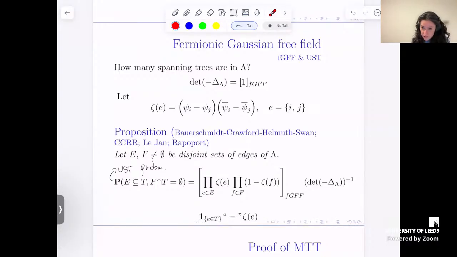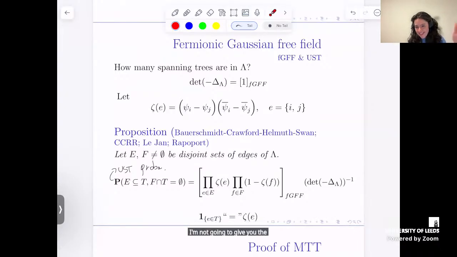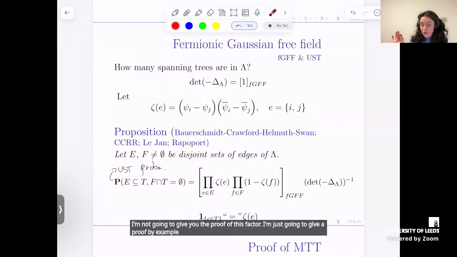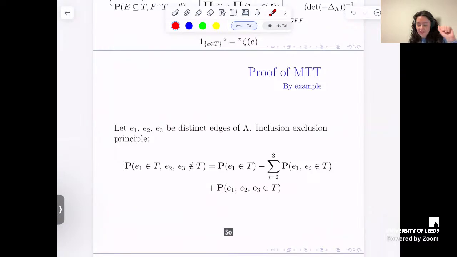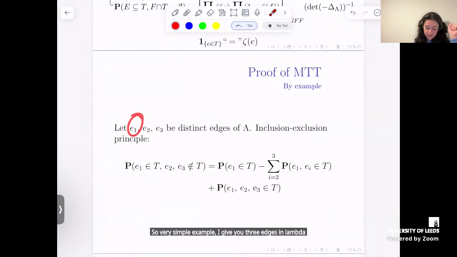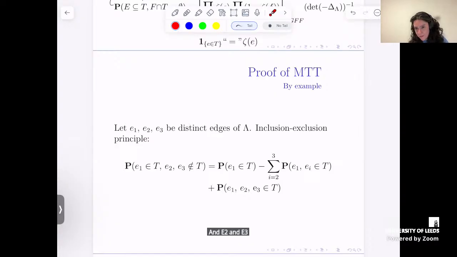So how does this proof work? I'm not going to give you the proof for this fact. I'm just going to give a proof by example, and I hope that I will convince you with that. A very simple example: I give you 3 edges in lambda, and I want the first one, E1, to be in the spanning tree, and E2 and E3 not to be in the spanning tree. So what's the probability for the uniform spanning tree of this event to happen?